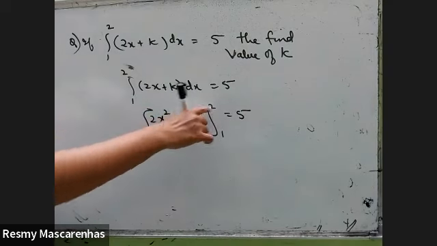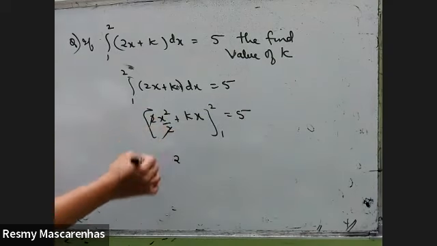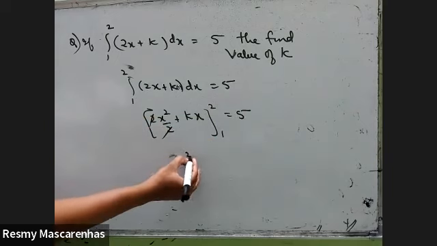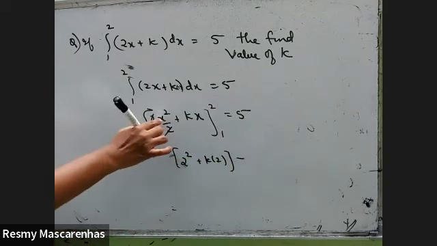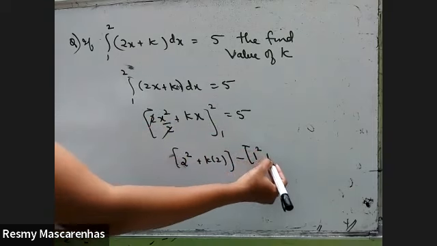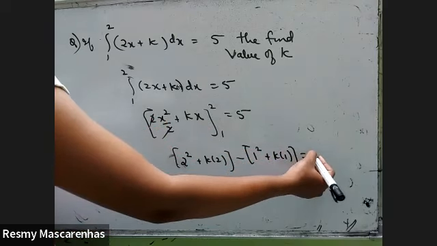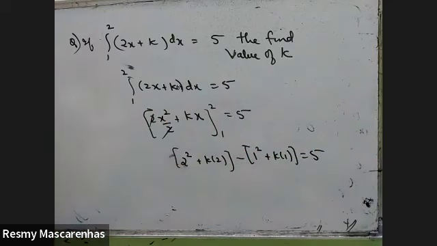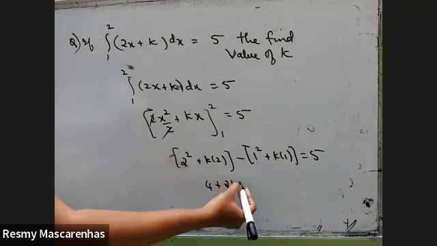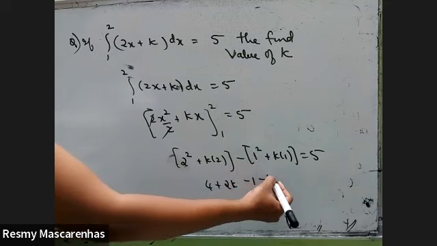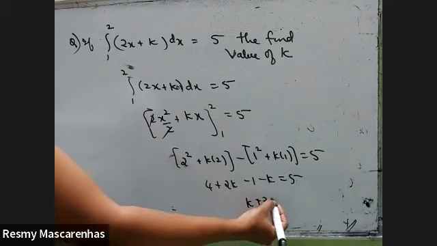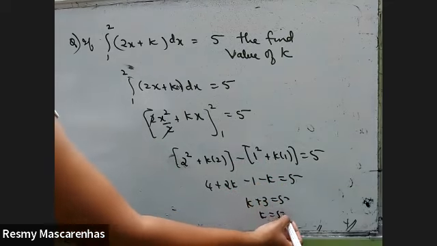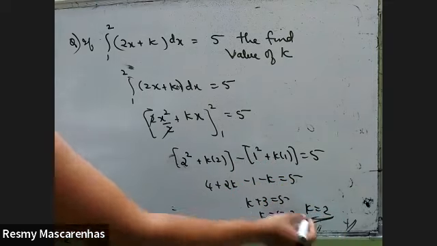Now wherever there is x, put 2. This 2 will cancel. And then minus, wherever there is x, now put 1. Lower limit. This will be 4. It will be 2k minus 1 minus k. 2k minus k is k, plus 3 is 5. 5 minus 3, so value of k is 2.